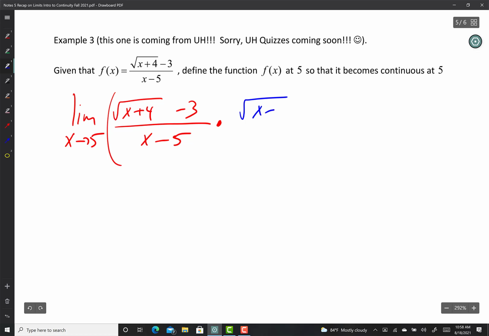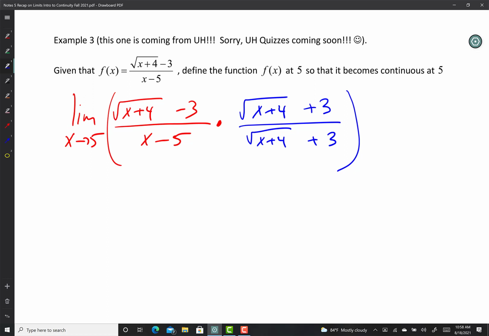Square root x plus 4, and instead of minus 3, I'm going to write what? Plus 3 over square root x plus 4 plus 3. Relax. This is like the difference of squares. So you don't have to FOIL or do the whole distribution in the numerator. You can just do this. This times this. Does the square root go away?